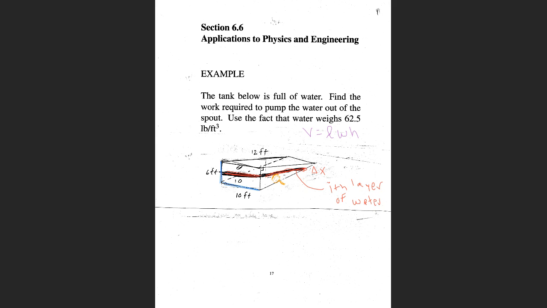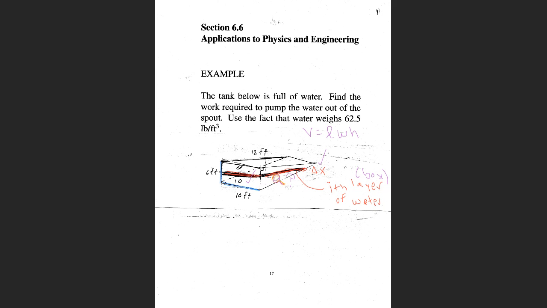And what we have here is an ith layer of water. It's a box of water. But the problem is we know the height is delta x, and we know the width is 10 feet. But we do not know what the length is for that ith layer of water. And in order to find an expression for the volume of the ith layer of water, we need to find an expression for that length A.